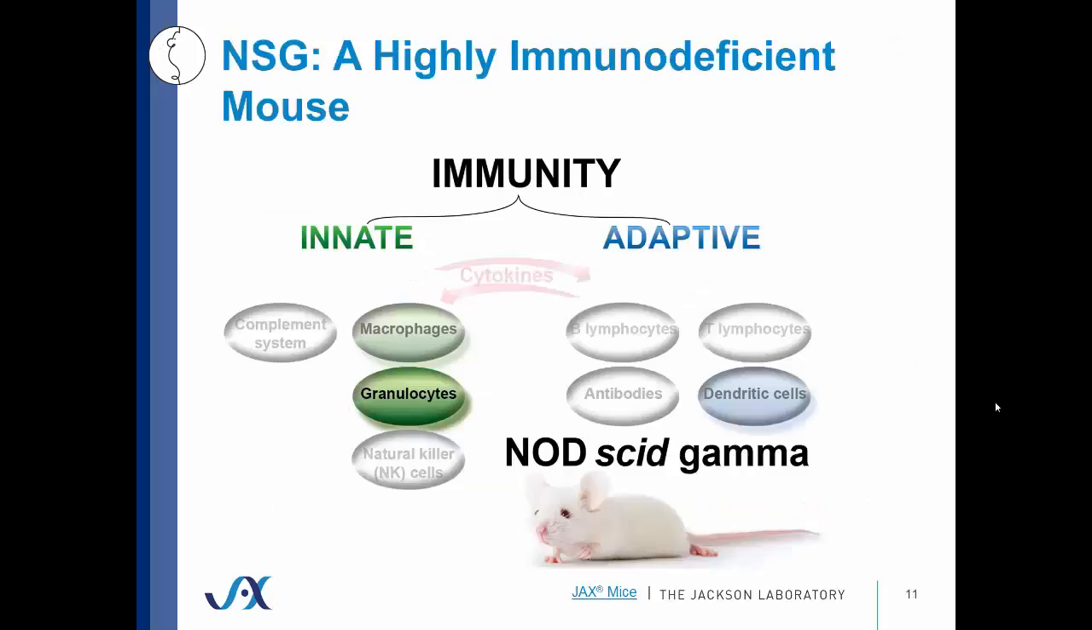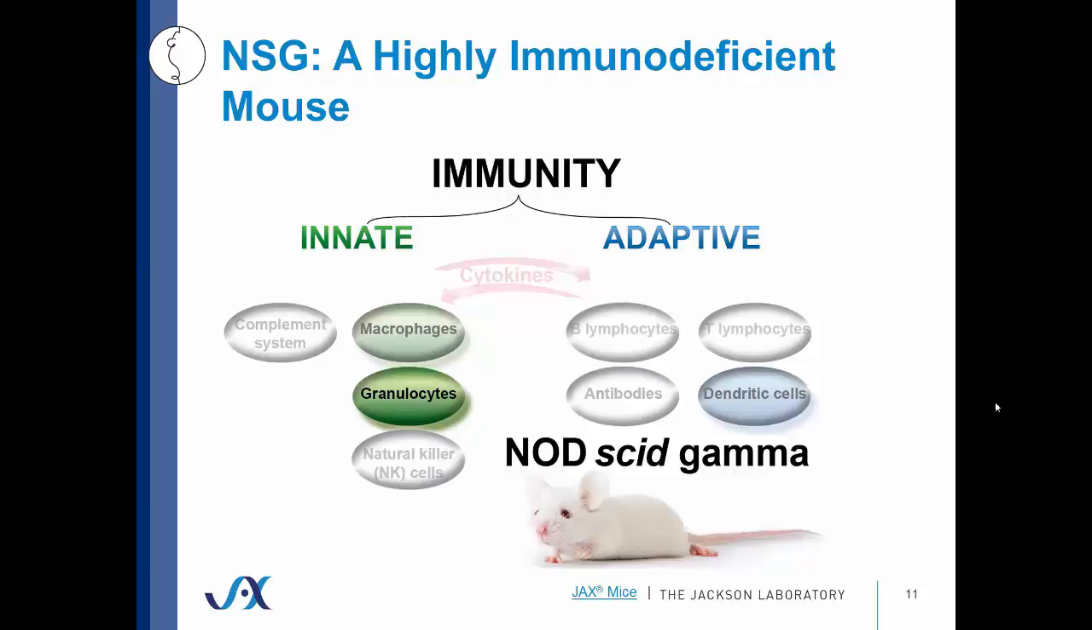Okay, just to go back to our diagram about covering innate and adaptive immunity, the purpose of this diagram is to really just graphically illustrate all the different defects in this animal. As I said, there's a defect in the complement system, which is in the macrophage system, which is contributed by the inbred NOD genetic background.